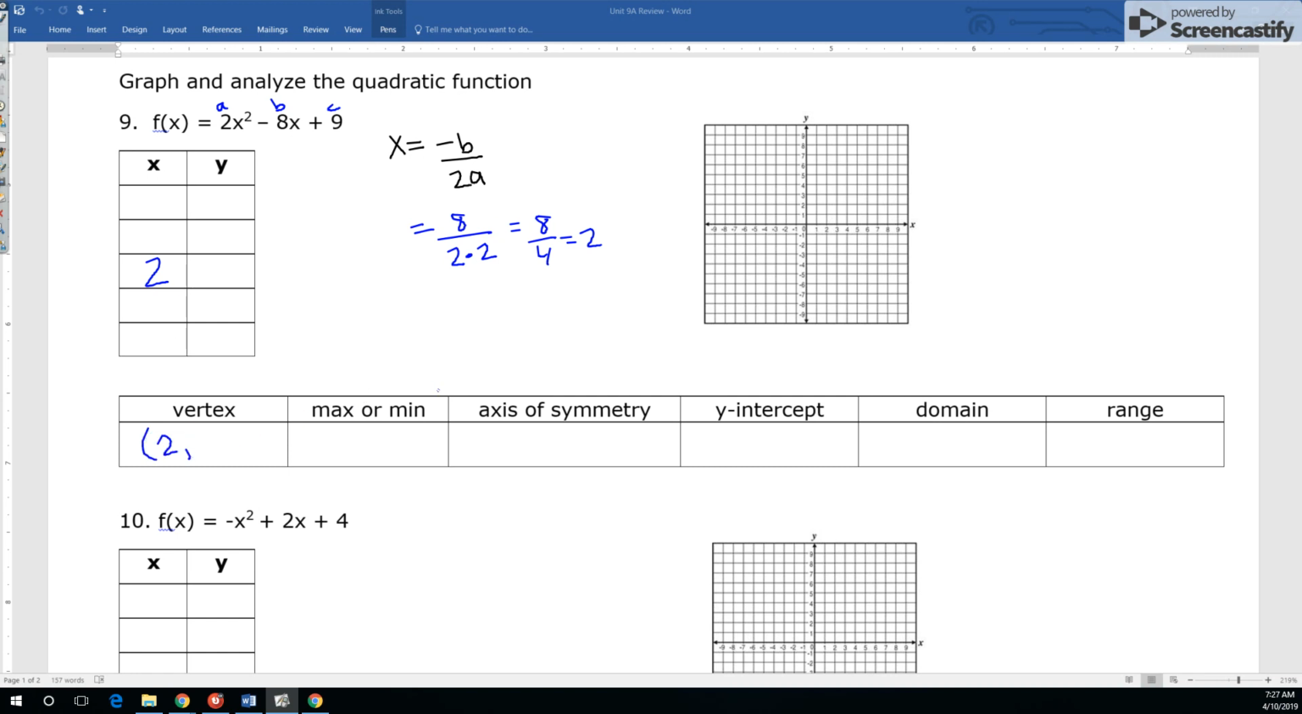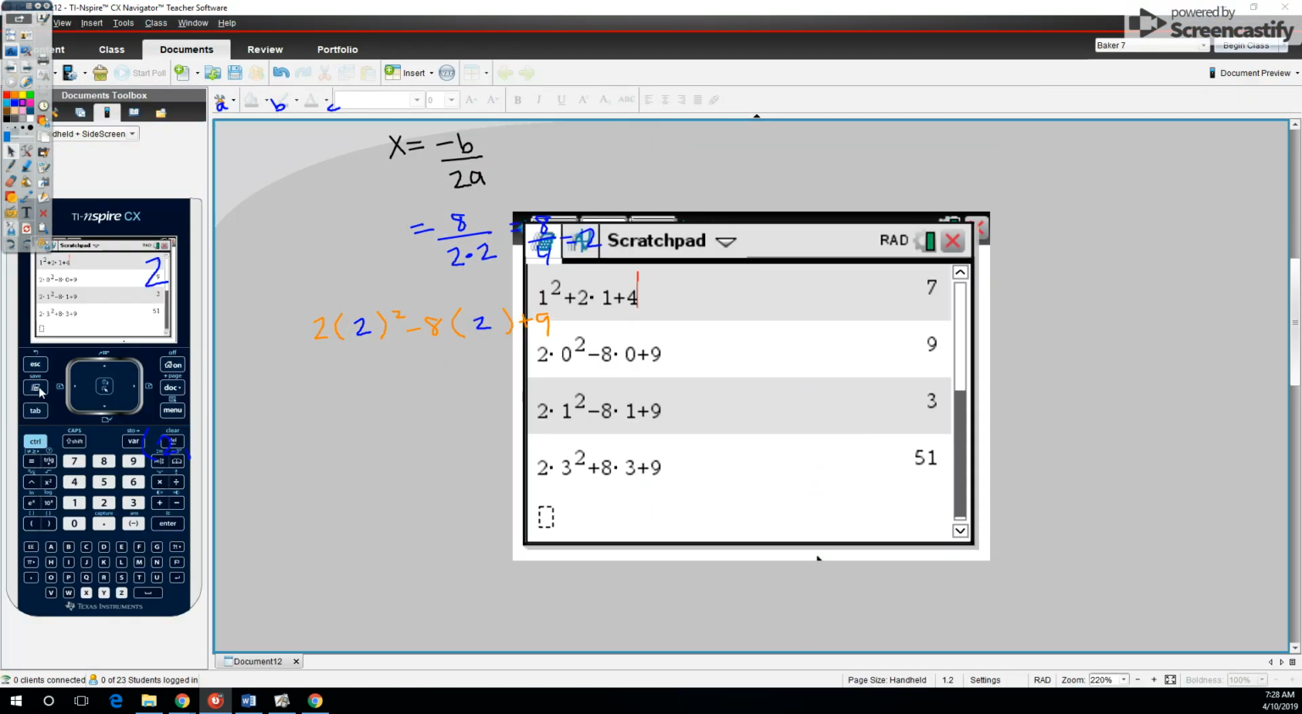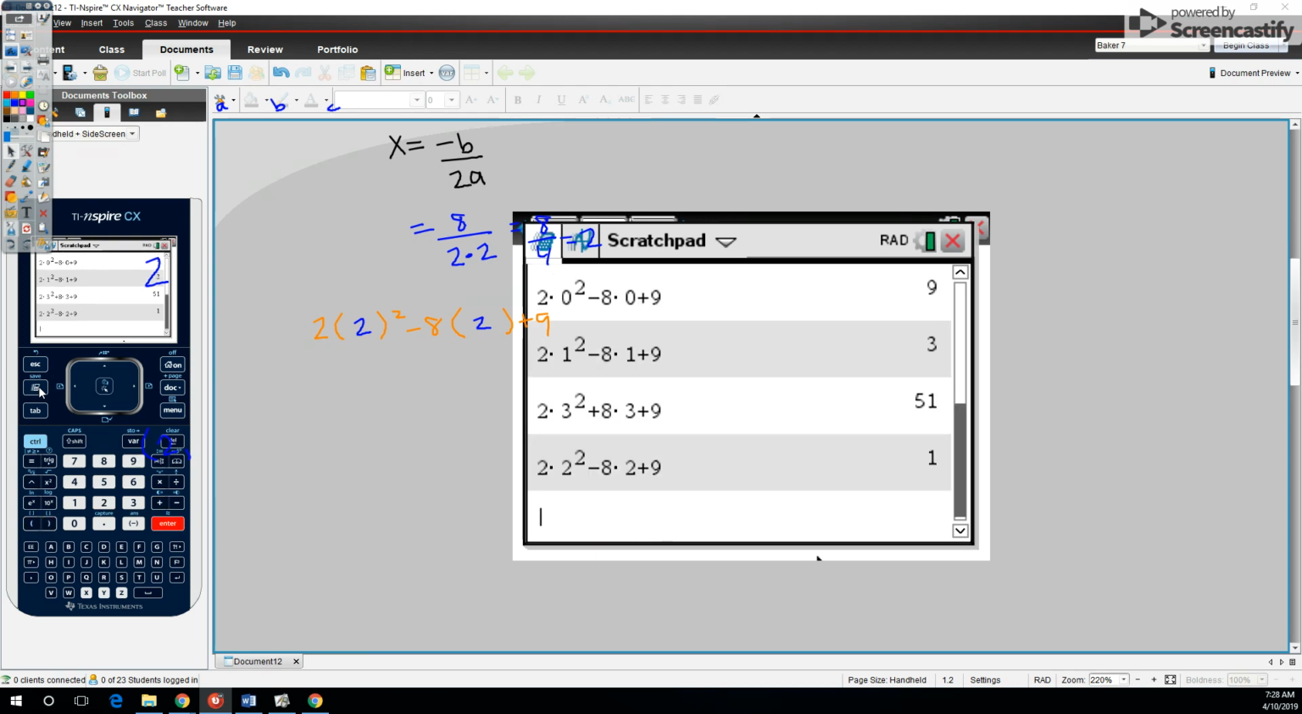To find the y value of my vertex, I plug in a 2. So this is what I'm going to be typing into my calculator: 2 times 2 squared minus 8 times 2 plus 9. So I'm inserting that 2 everywhere I see x. So I'm going to go to my calculator. I have 2 times 2 squared minus 8 times 2 plus 9. Get 1.